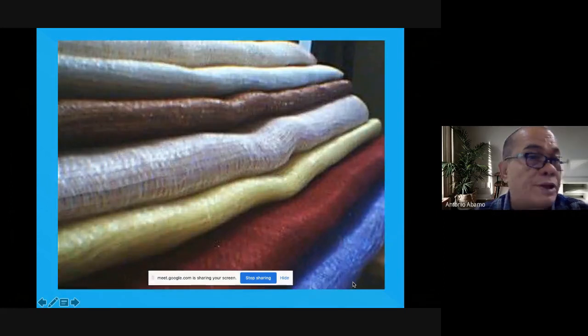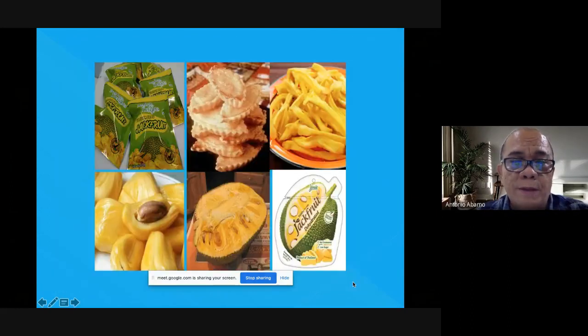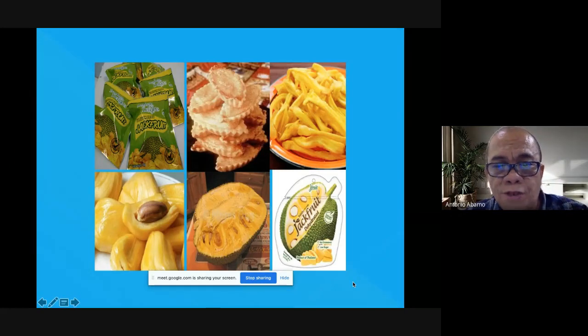A yarn, for example for textile, is semi-processed. Then you have this one. This particular picture gives you an idea that you have a pulp of fresh jackfruit, and then you also have a fresh jackfruit, and you have a dried jackfruit. So you have all the different levels of processing here.